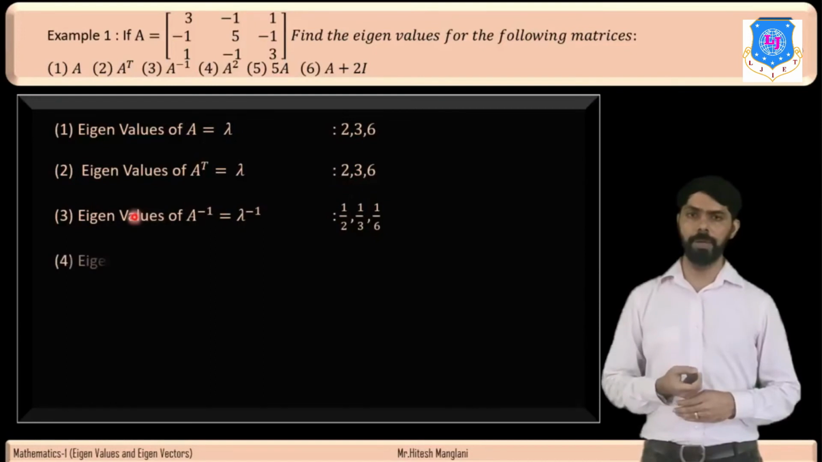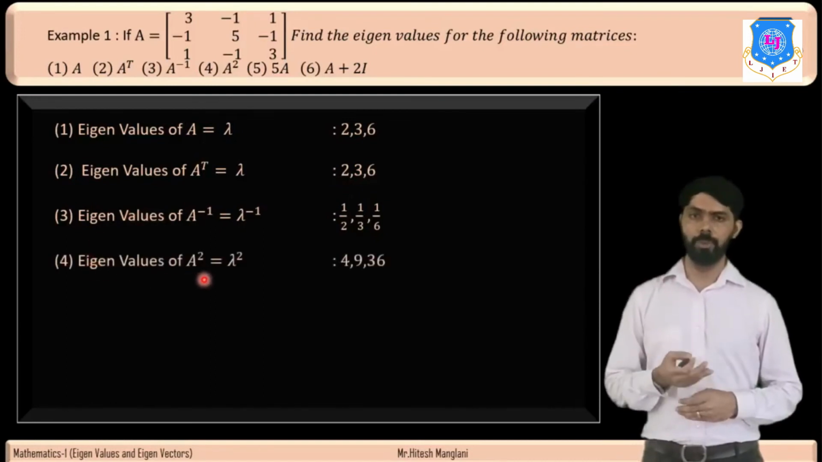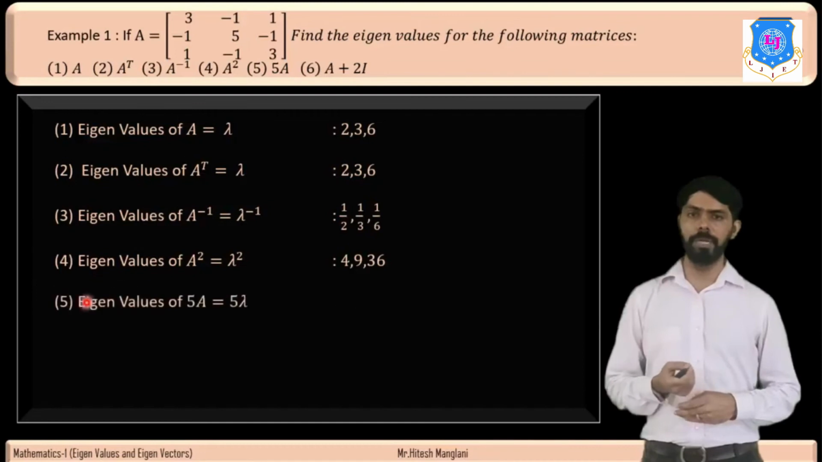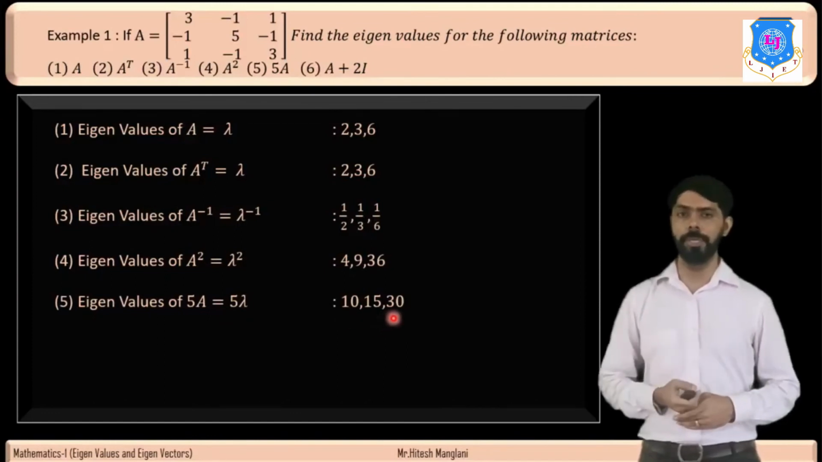Now we will find the eigenvalues of A square. So it will be 2 square, 3 square and 6 square. So it will be 4, 9, 36. Now we will find the eigenvalues of 5A. Then it will be 5 into 2, so it will be 10. Then 5 into 3, so it will be 15. Then 5 into 6, so it will be 30.